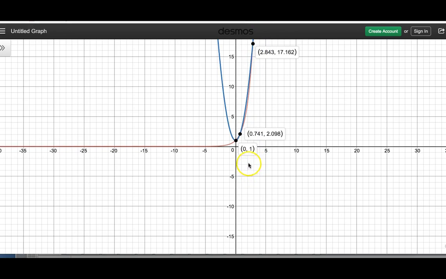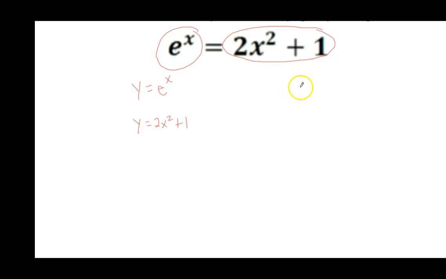And when I'm writing down my answer, I don't want to give the y value. I wanted to know what value of x made the two sides of the equation equal. So my answers are x equals 0, x equals 0.741, or maybe 0.74, and x equals 2.8. So I'm going to go ahead and write those down, and those are my solutions. So my solutions are x equals 0, x equals 0.74, and x equals 2.8.